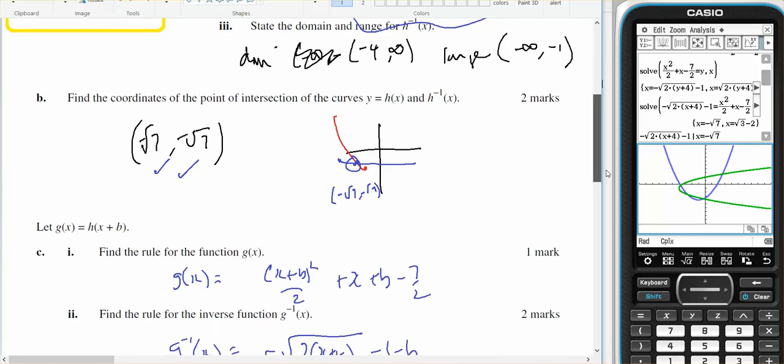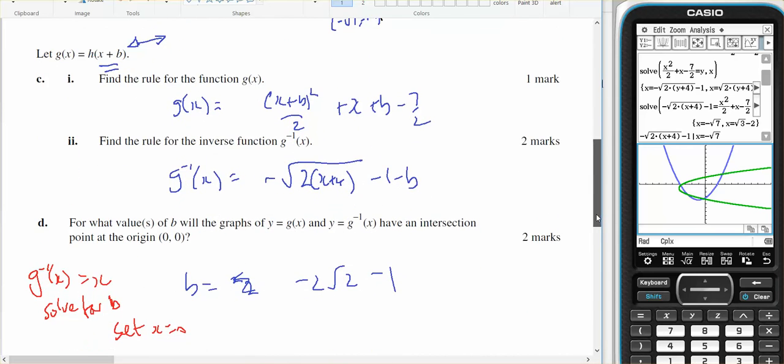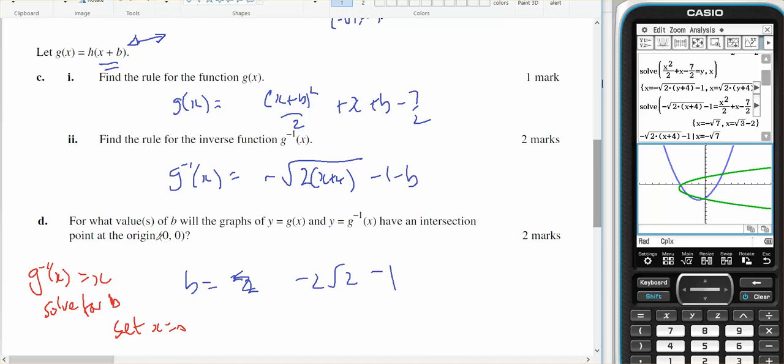And in part C, I'm now going to move h to the left or to the right depending upon b. I get a rule for g(x) by substituting x plus b where x was, and I get a rule for the inverse doing the same thing. Part D. Find the values of b for which the graphs of g(x) and the inverse have an intersection point at the origin.